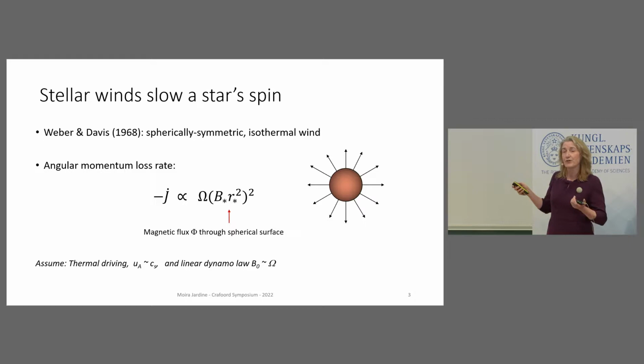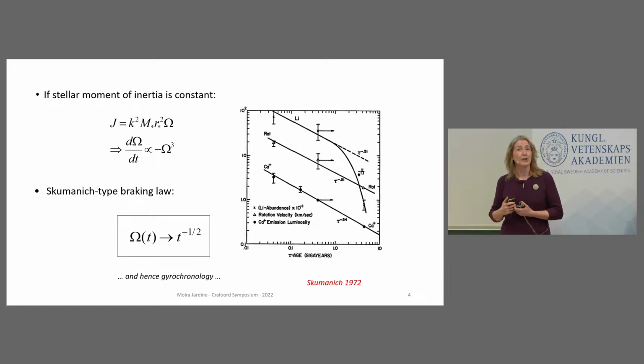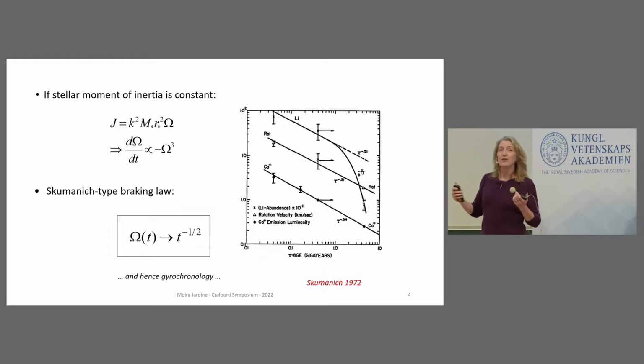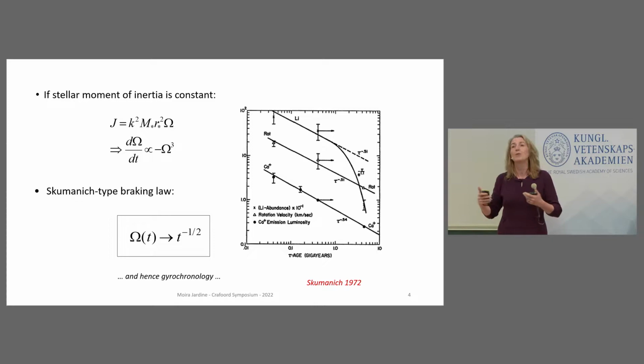We can then integrate that equation. And what we find as the solution, if the moment of inertia of the star is constant, is that the rotation rate omega varies with time as t to the minus a half. As time goes by, as t gets larger, omega gets smaller. The star's spin rate slows down.